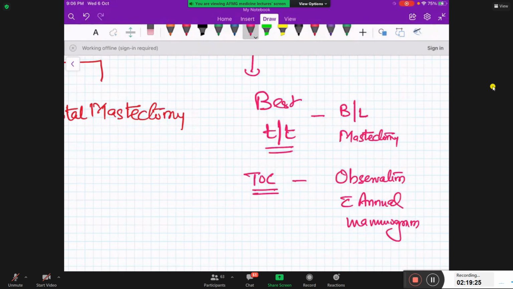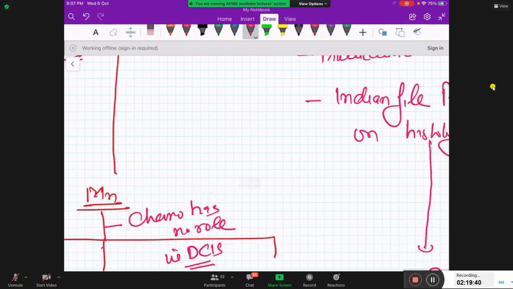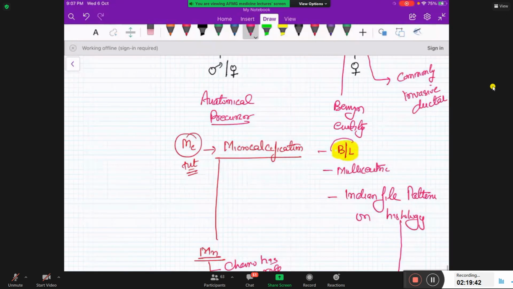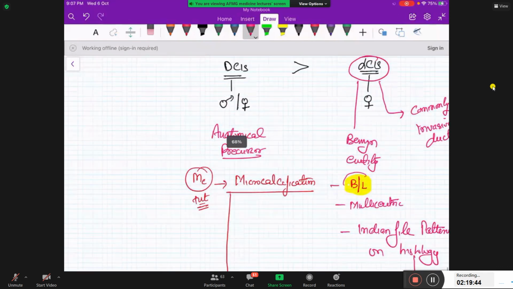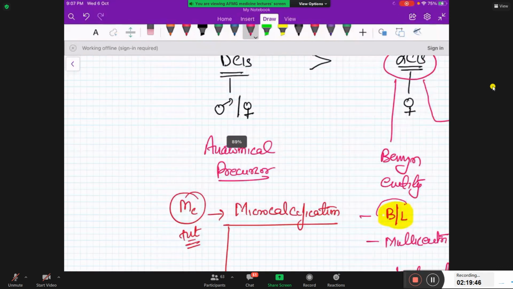Right? Why do we call it anatomical precursor? Because once it is there, it is always going to transform into invasive cancer. Okay.